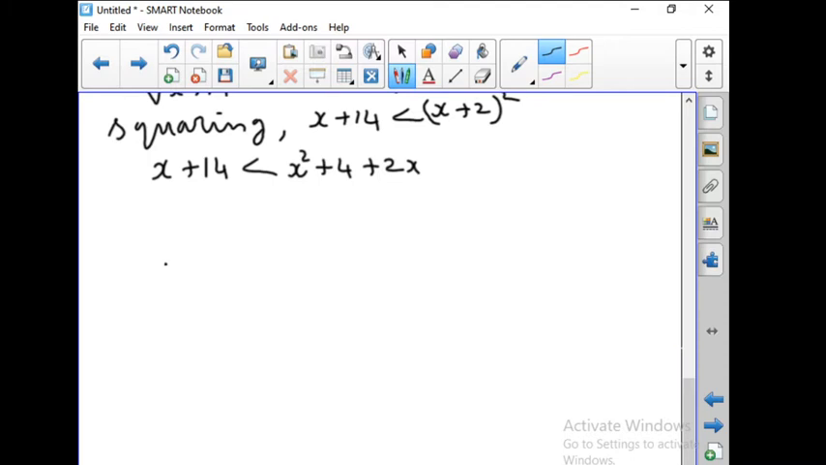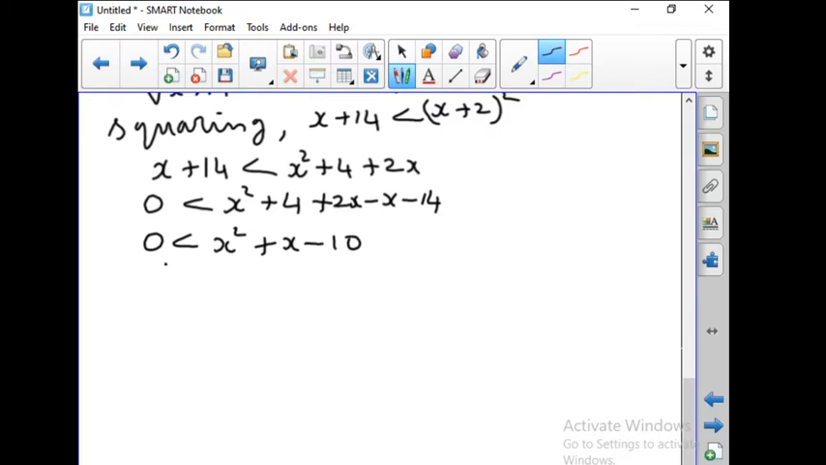So, now bring everything to one side. Here we are having x², so we will take the right hand side to the left hand side. So, we will get 0 is less than x² + 4 + 2x - x - 14. So, what is it? 0 is less than x² + x - 10. So, we can also write this as x² + x - 10 greater than 0.